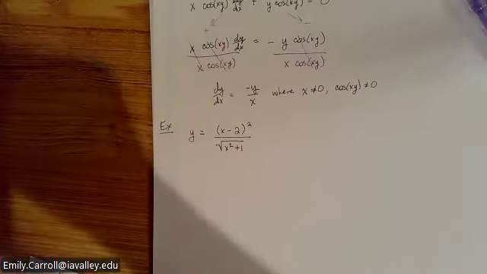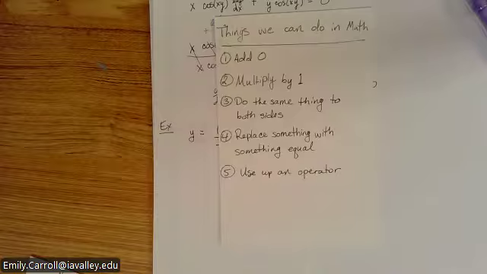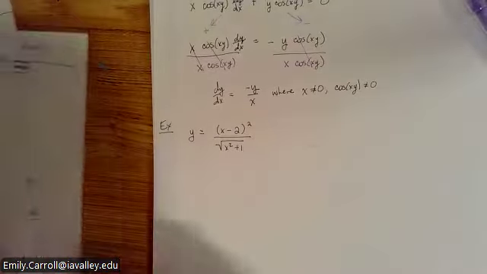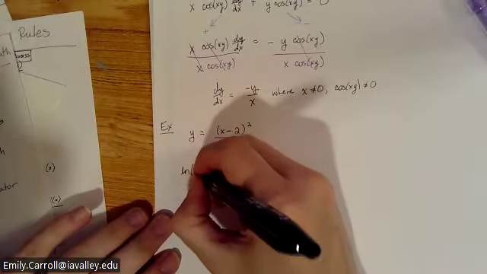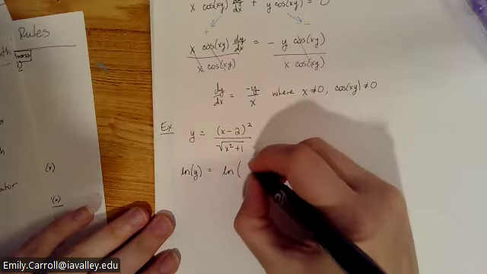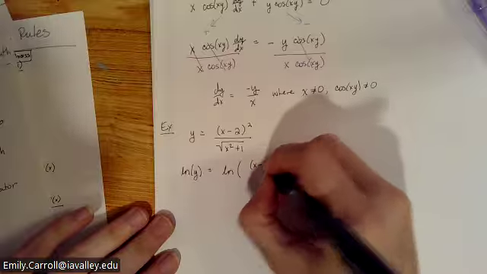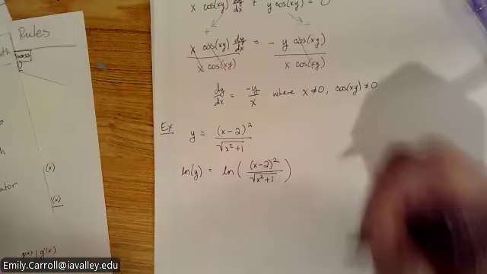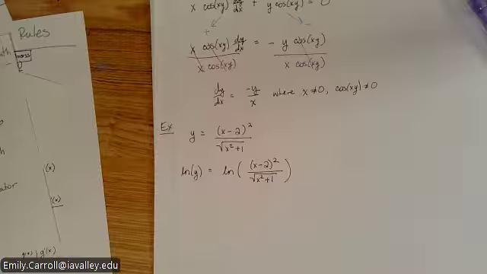I'm going to use mathematical move number 3, doing the same thing to both sides of an equation. I'm going to take the ln of both sides. So ln of y equals ln of x minus 2 squared over square root of x squared plus 1. All right. I can do that. I can take the ln of both sides of any equation I want.